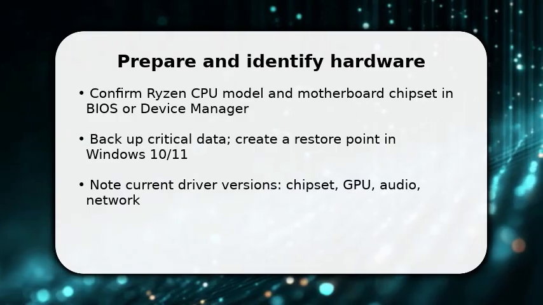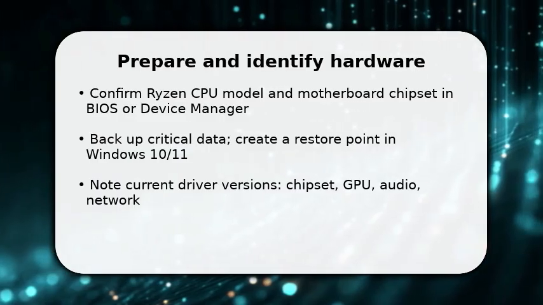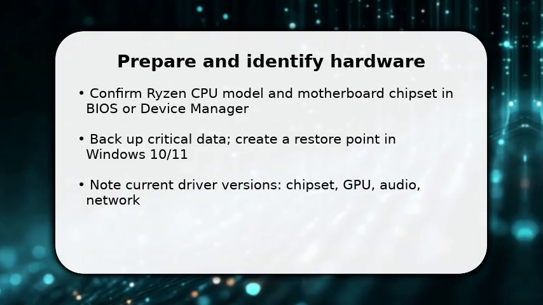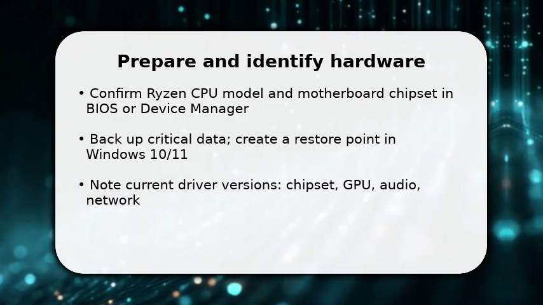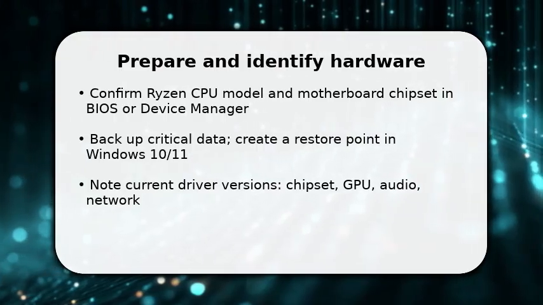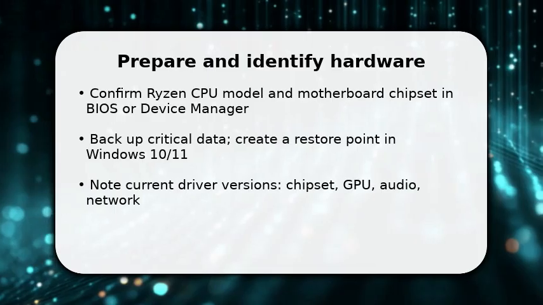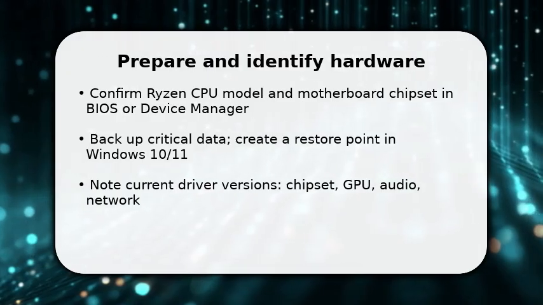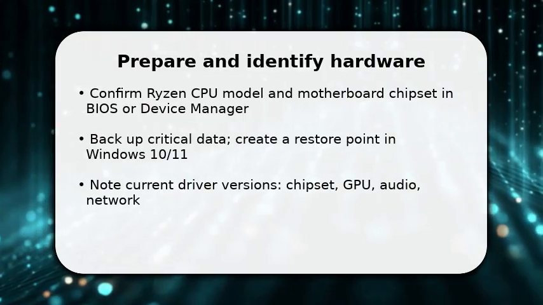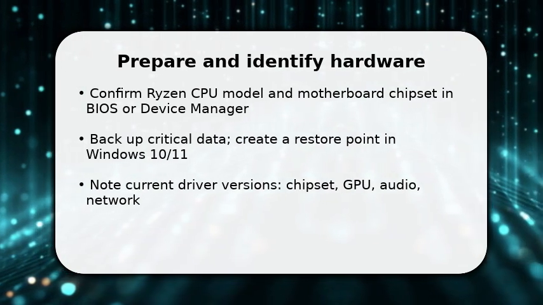You start by identifying exactly what you have and why updates matter. Check BIOS or Device Manager to confirm your Ryzen CPU and motherboard chipset, then note driver versions for chipset, GPU, audio, and network. Once done, create a Windows restore point and back up critical files so you can roll back if needed. Make sure Windows is updated first. That avoids compatibility gaps. This sets a safe baseline and saves time during the installation steps that follow.